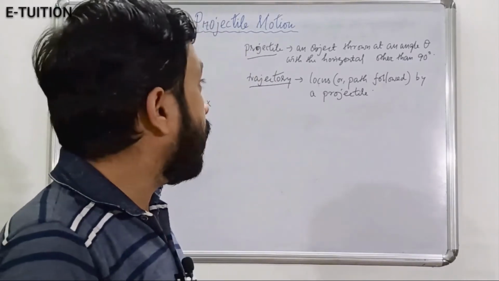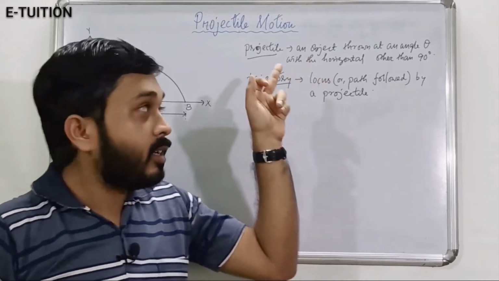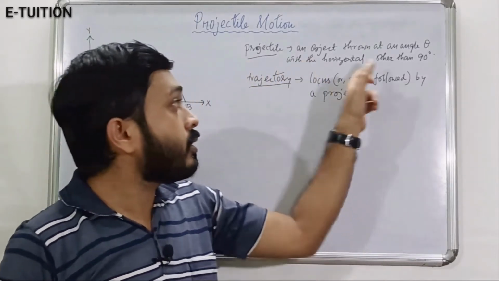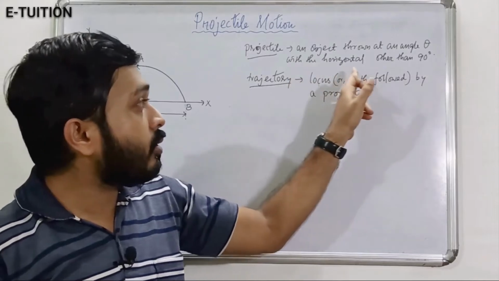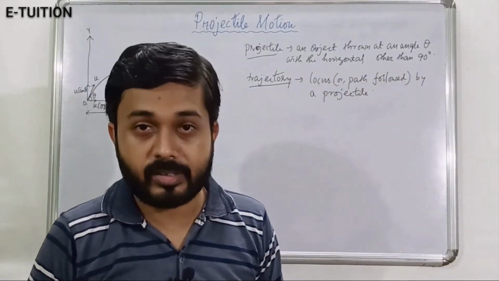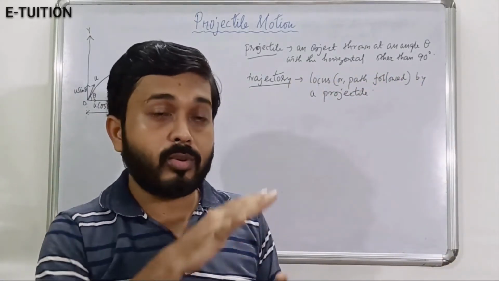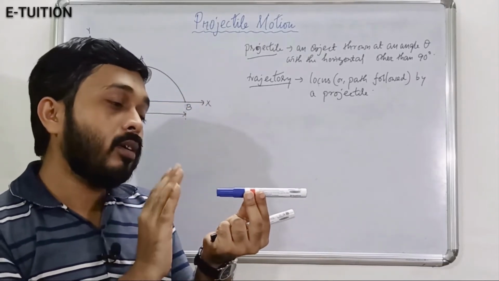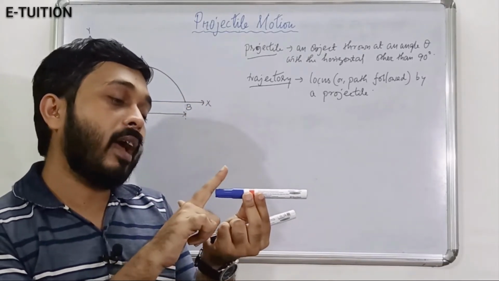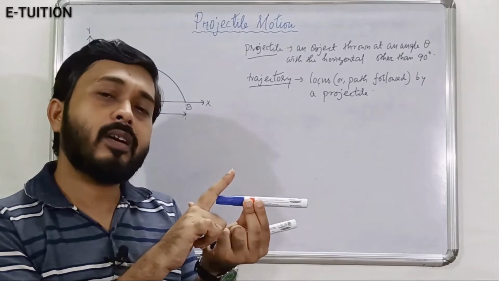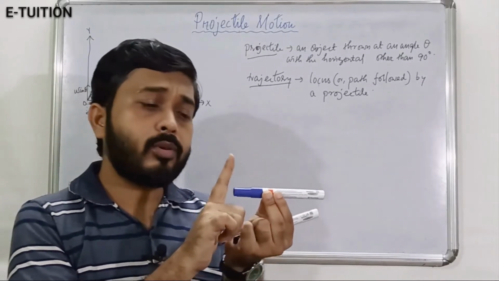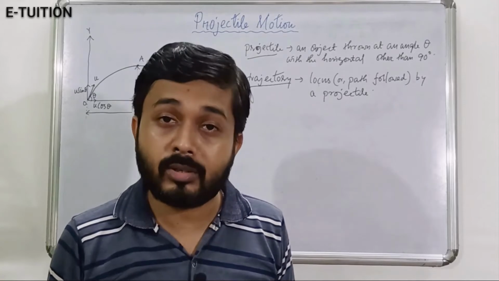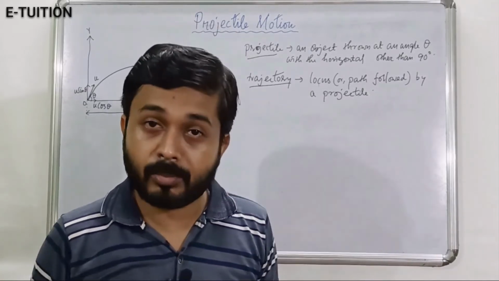Now, I've already written what a projectile is. Have a glance at that. A projectile is an object which is thrown at an angle theta with the horizontal other than 90 degrees. For example, this is a horizontal, okay? You're throwing an object at an angle with the horizontal which is other than a right angle or 90 degrees. If you throw at a right angle, it is going to be thrown vertically upwards, so that is not going to be a projectile according to the definition of projectile.